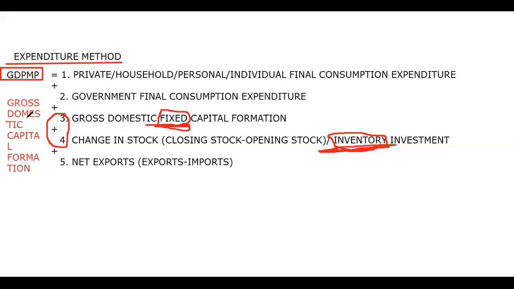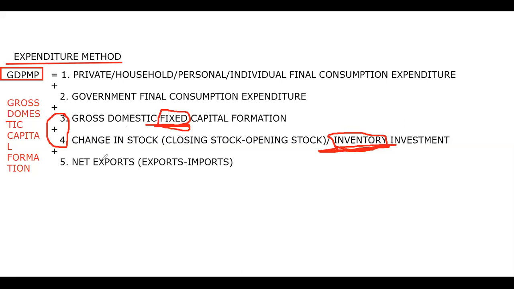And this gross domestic capital formation is showing me the complete total investment. It is showing me how much total investment there is, which includes fixed as well as inventory investment. I hope this is clear to all. So third is gross domestic fixed capital formation, fourth is inventory investment or change in stock. When I add up the third and fourth elements, it directly gives me the gross domestic capital formation. Clear? And the fifth point is again separate: net exports.